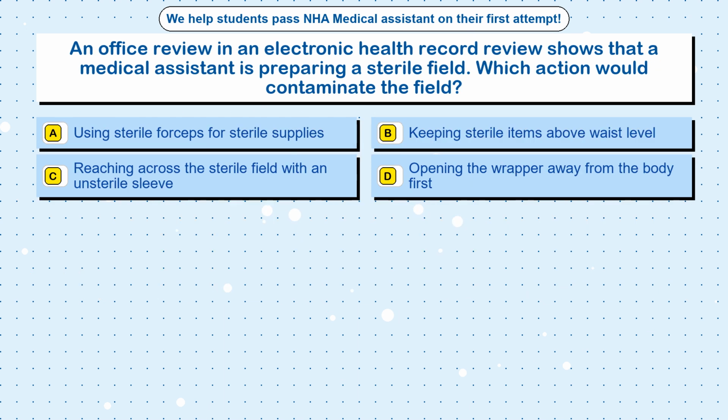Question 83. An office review in an electronic health record review shows that a medical assistant is preparing a sterile field. Which action would contaminate the field? Option A. Using sterile forceps for sterile supplies. Option B. Keeping sterile items above waist level. Option C. Reaching across the sterile field with an unsterile sleeve. Option D. Opening the wrapper away from the body first.